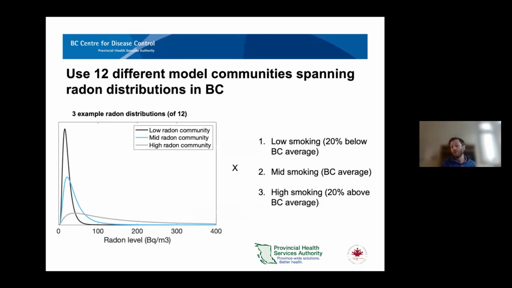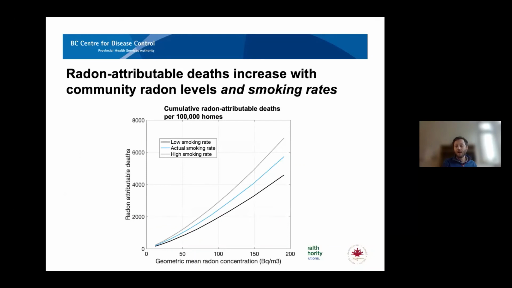And the smoking rates are a low smoking community, which is 20% below the BC average, a mid community, which is at the BC average, and a high community, which is 20% above the BC average. So this curve is familiar. It's the one we just looked at a few slides ago, but it's got 2 more lines on it now. So now it has a community that is a low smoking rate community and a high smoking rate community. And you can see the impact of those on the radon attributable deaths.